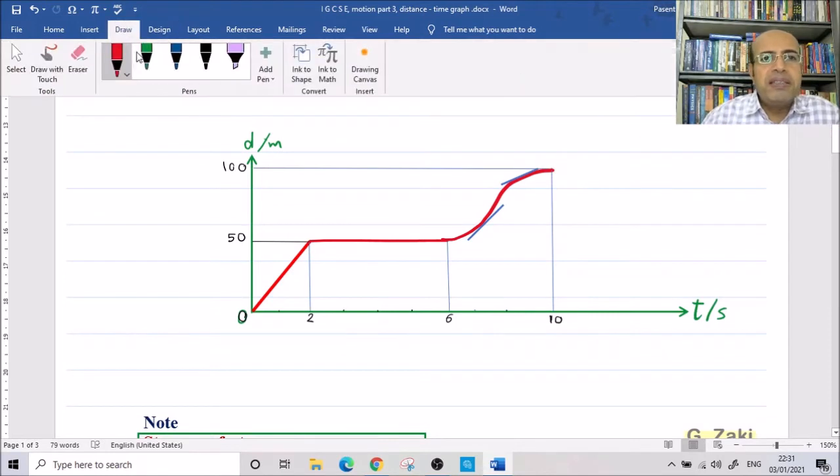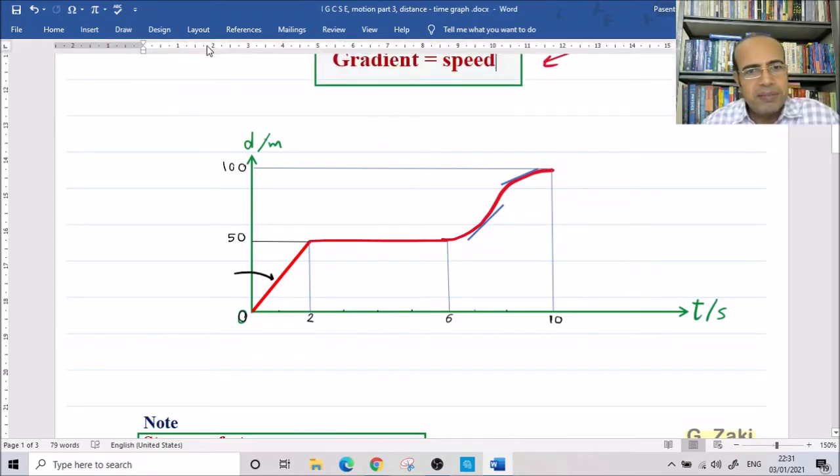We have here a distance time graph. Now, in the first interval, it is a line passing through the origin, with constant gradient, so the speed is constant. In that part, the speed equals the vertical change, which is 50, over the horizontal change, which is 2 seconds. 50 divided by 2 equals 25 meters per second.